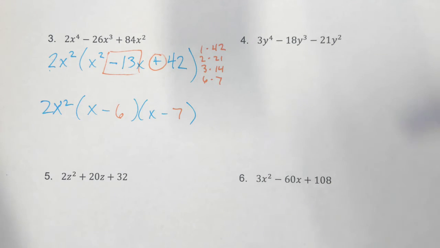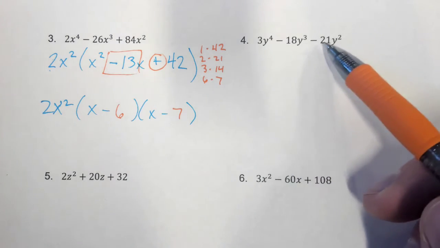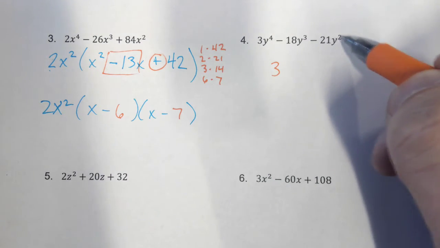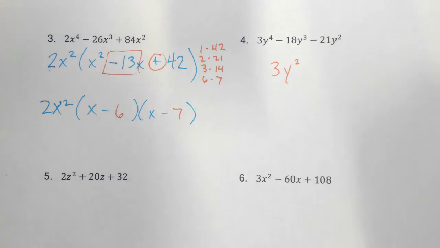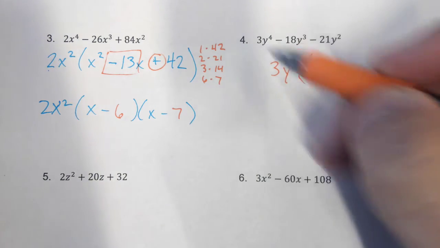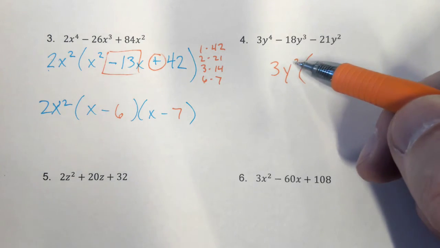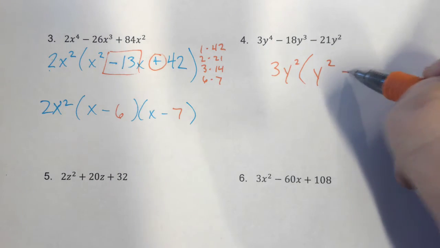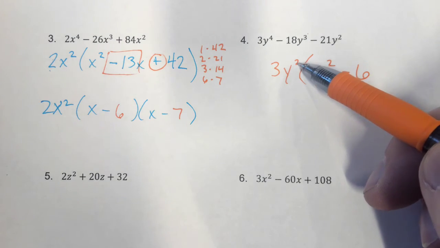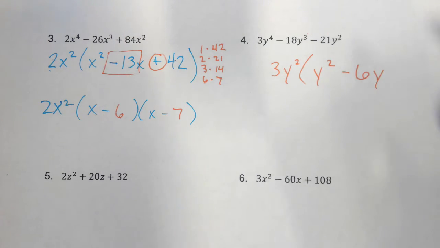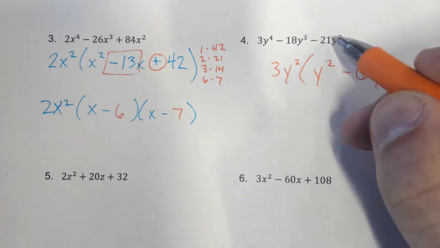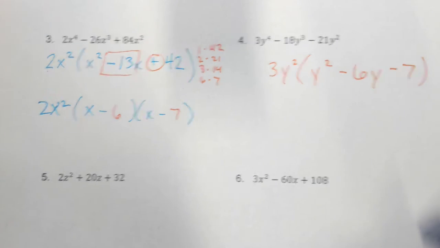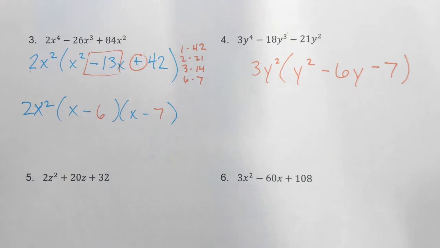Number 4, first step, look for the GCF. What divides these three things? The coefficients are all divisible by 3, and the smallest exponent for the y is y squared. So they're all divisible by 3y squared. If we were to divide, 3 divided by 3 is 1. Y to the 4th, take 2 of them away, it'll leave you with y squared. 18 divided by 3 is 6. Y cubed, take 2 of them away, it leaves you with 1. And then minus 21 divided by 3 is 7. Y squared, we're taking both of them away. So that would be the trinomial with the GCF taken out.